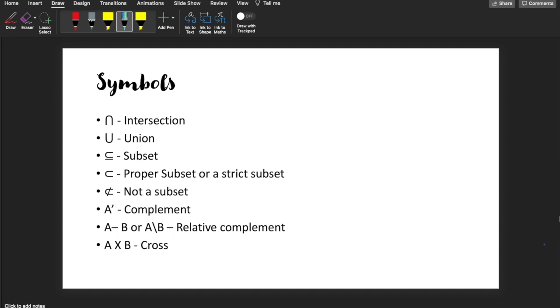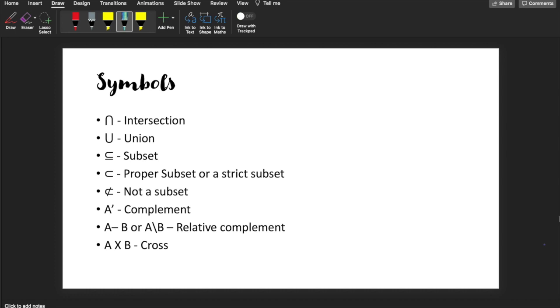Next one is complement. If I say A complement, then everything except for A is A complement. So all the things that do not belong in A is called a complement of A. And relative complement is represented in two ways. One, A minus B, or A backward slash B.